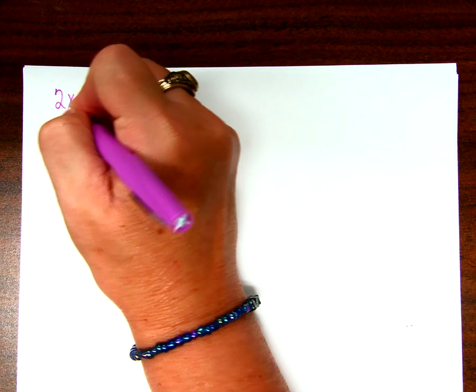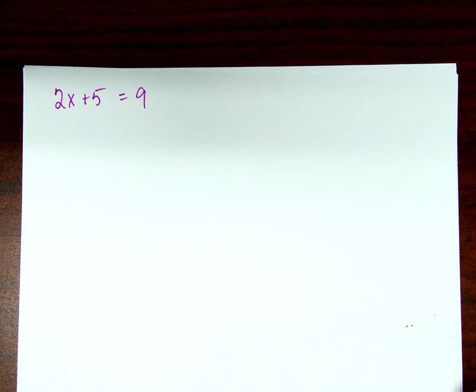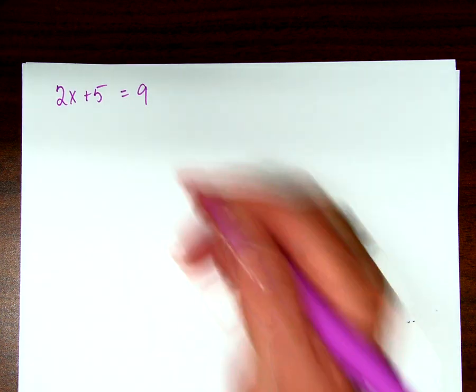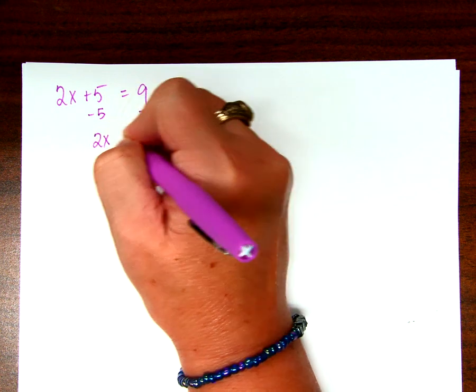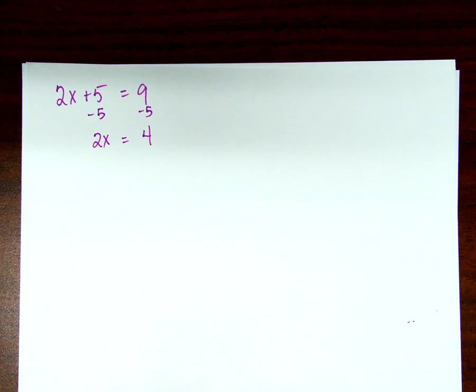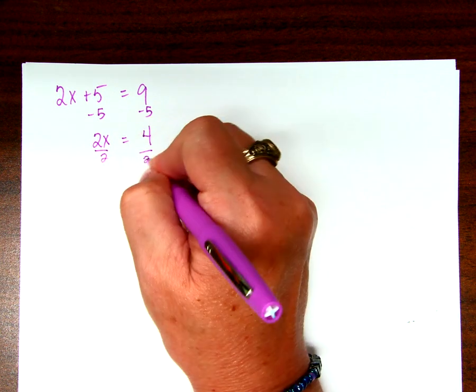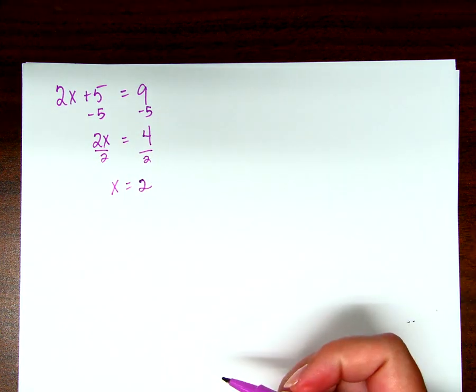I'm not going to do a lot of these because I really don't think I need to. If I do, however, please let me know. Okay, 2x plus 5 equals 9. What's our first step? I have several different options that I can do first, but someone said subtract 5, so I'm going to go with that. And then what? Divide by 2 on both sides. So x equals 2.